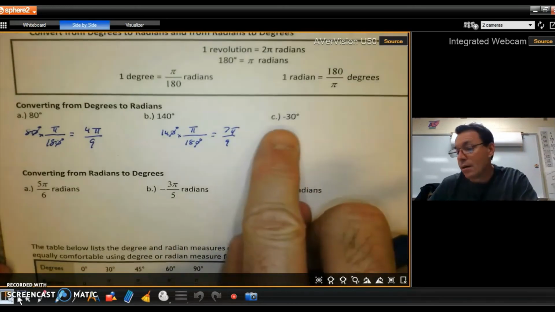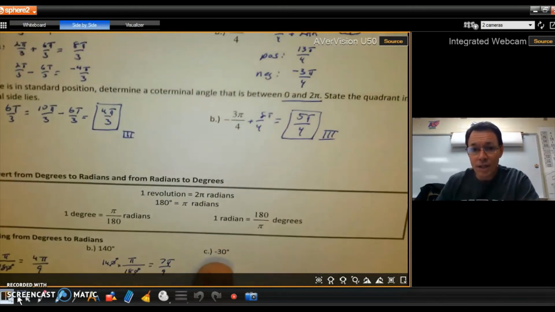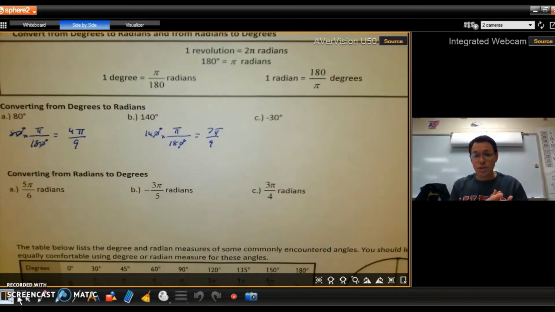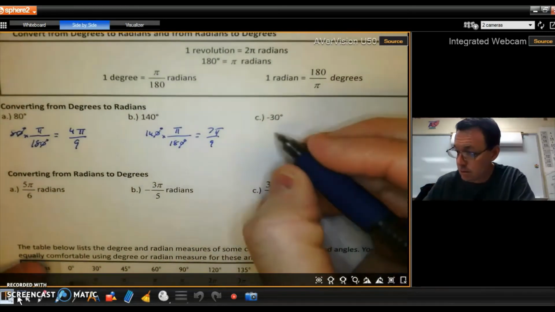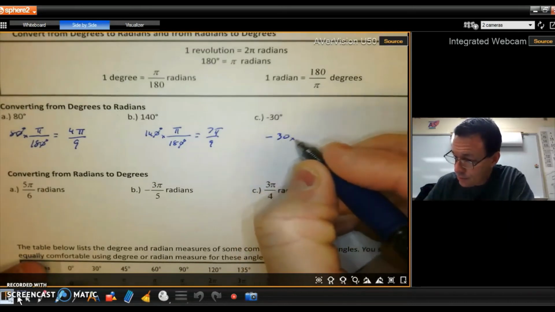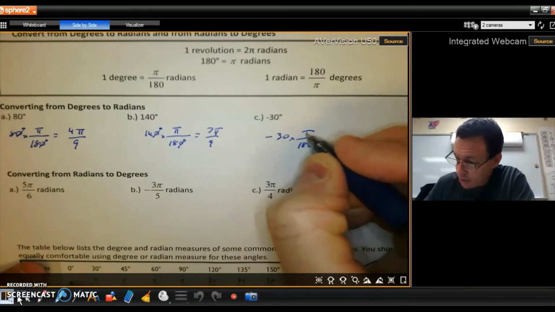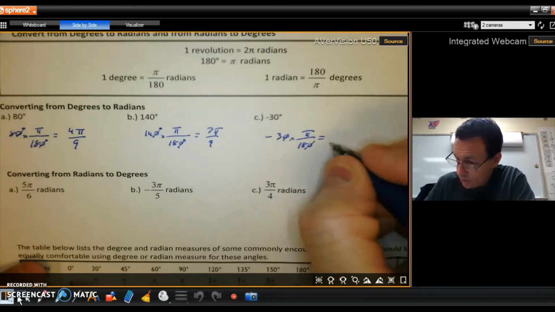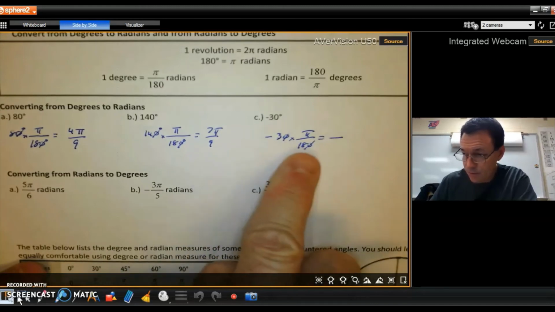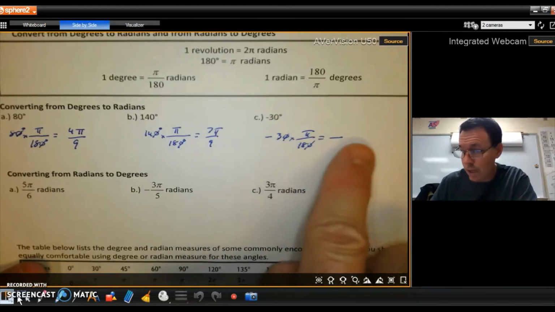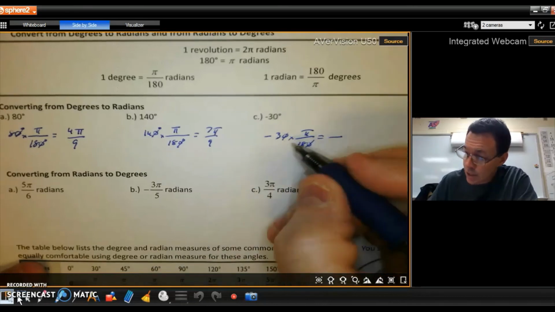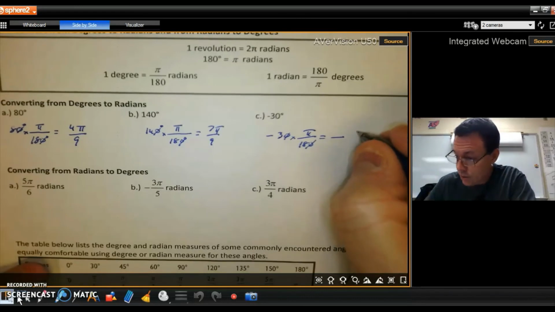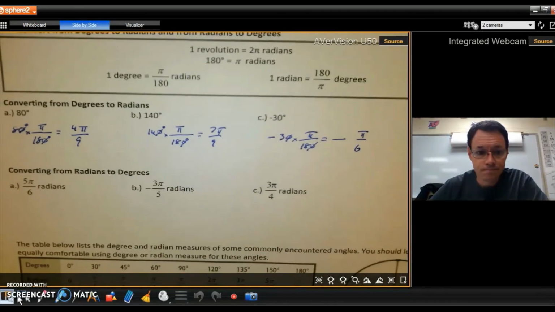Negative 30. Now, if I give you a negative, I'm not wanting you to turn it into a positive. I just want to convert it. A negative degree should convert into a negative radian. So, negative 30 over 180, put the pi up there. The zeros will cancel, 3 goes in. If this is a negative, and this is not a negative, they're not going to cancel. My final answer is going to be a negative. 3 and 18 reduces to 1/6. So negative pi over 6. That's it.